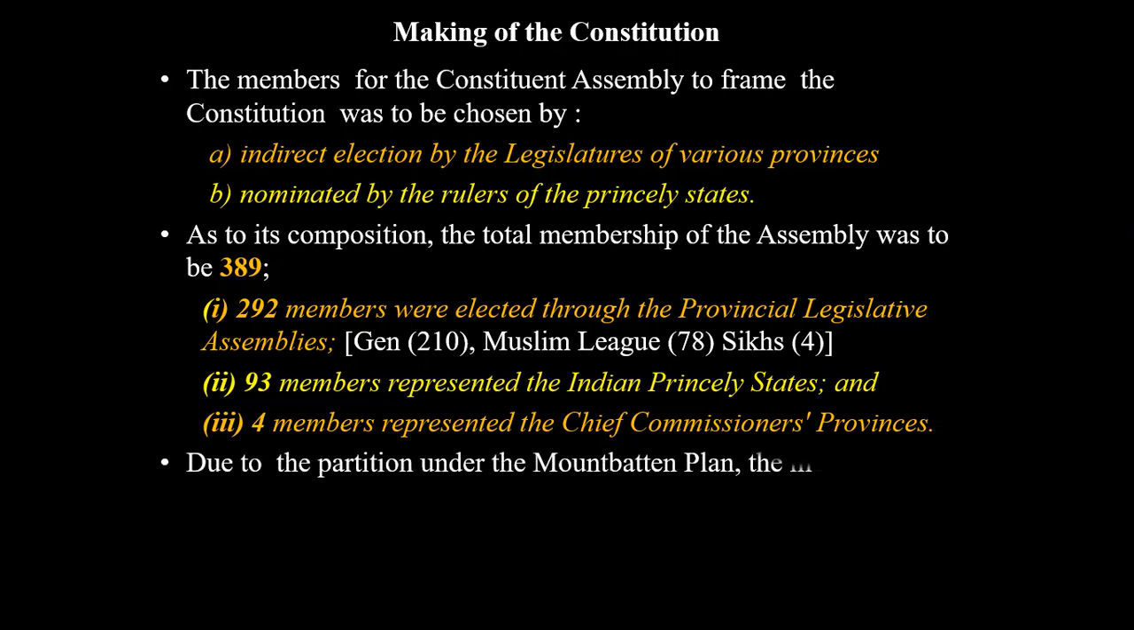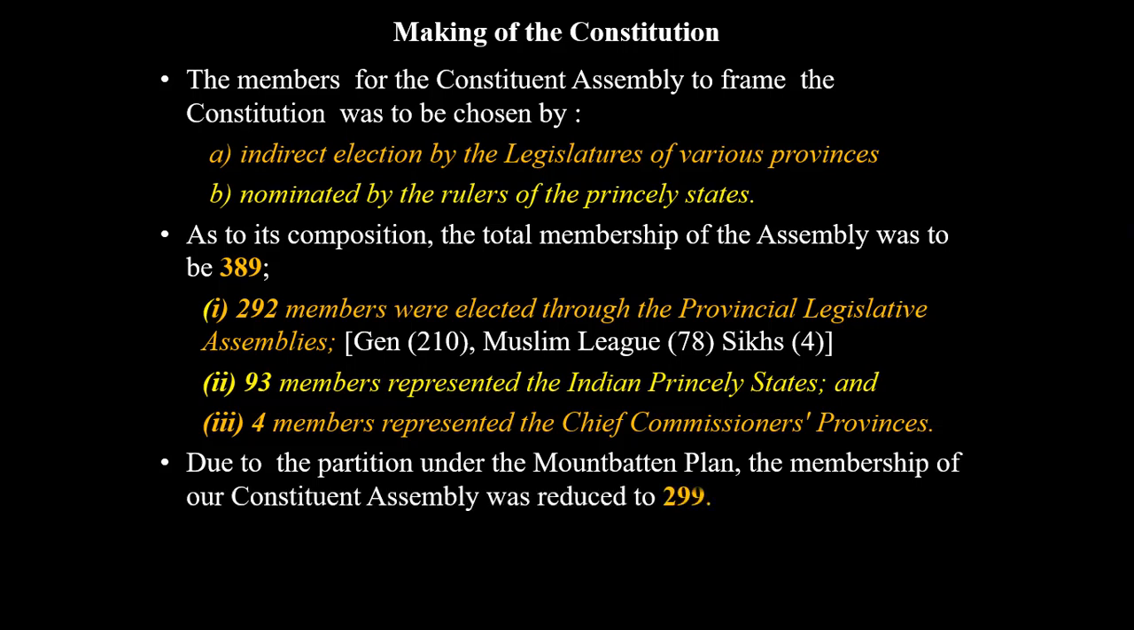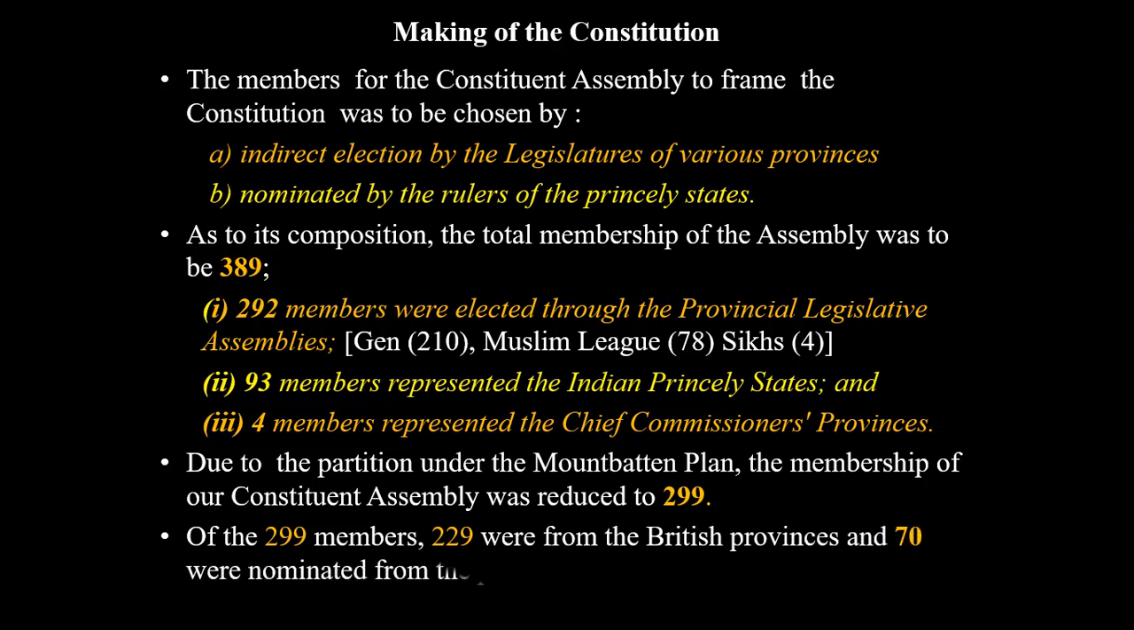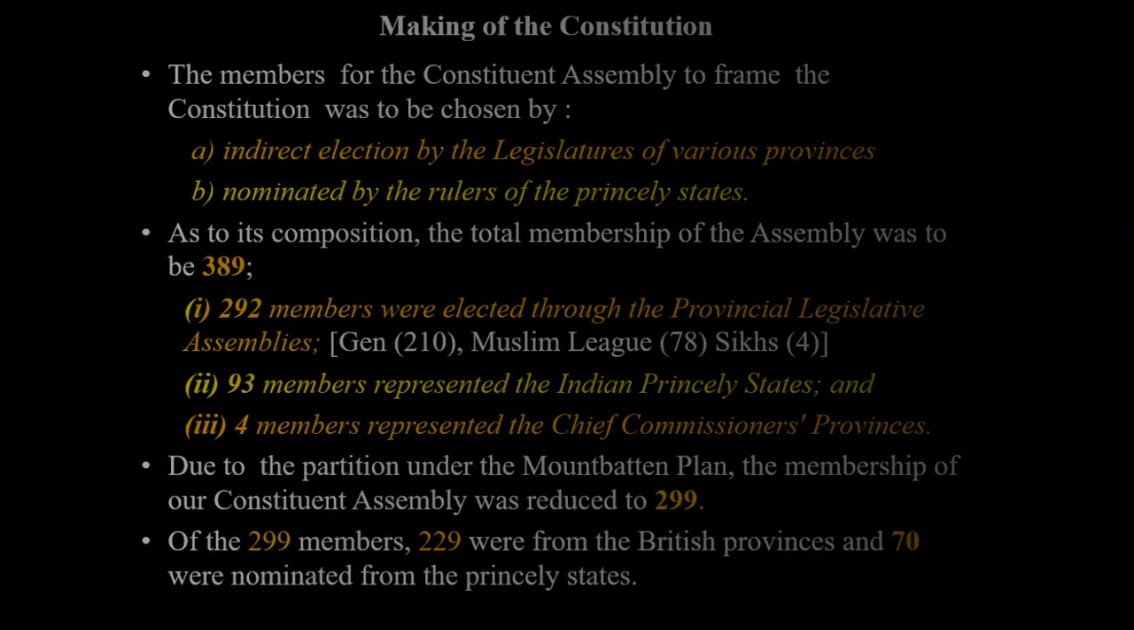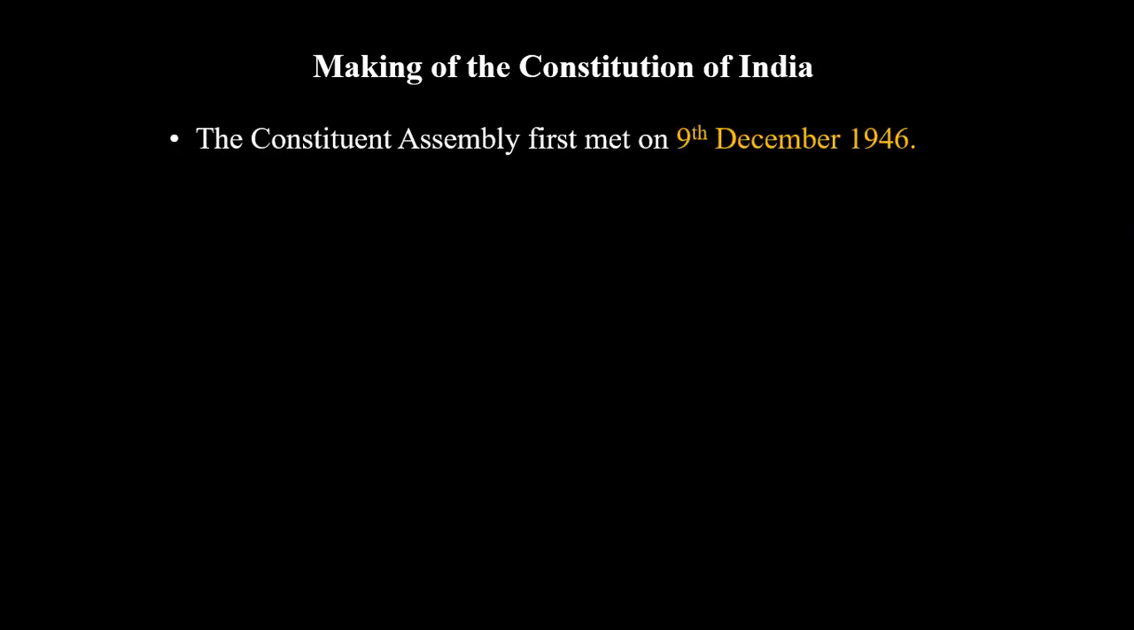However, due to the partition of the Mountbatten Plan, a separate constituent assembly was set up for Pakistan, and as a result, the membership of our constituent assembly got reduced to 299. Of these 299 members, only 229 were to be chosen from British provinces and 17 were nominated from the princely states. The Constituent Assembly that framed the Constitution had its first meeting on 9 December 1946.